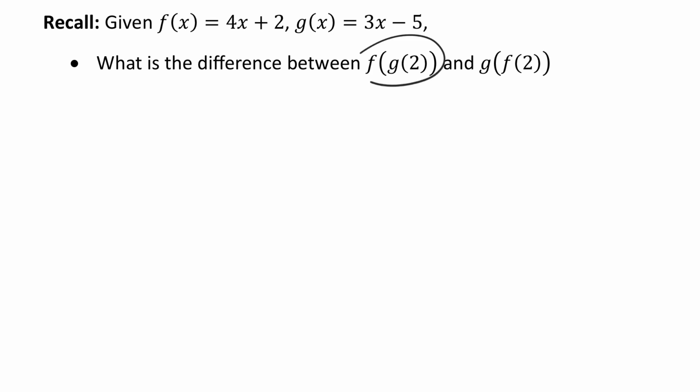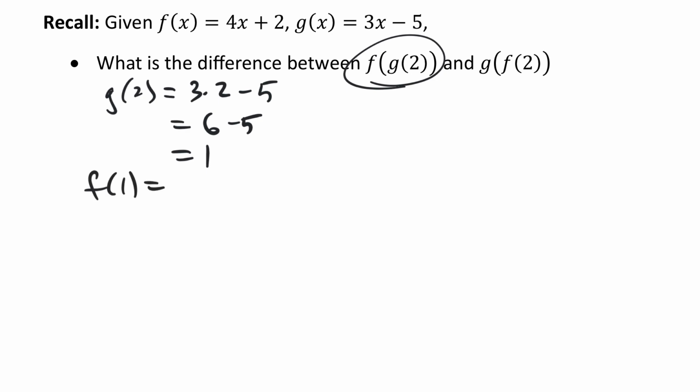So let's start with this one right here. G of 2 will be 3 times 2 minus 5. So 6 minus 5, so 1. Then we find f of 1. That will be 4 times 1 plus 2. So 4 plus 2, or 6. So f of g of 2 equals 6.